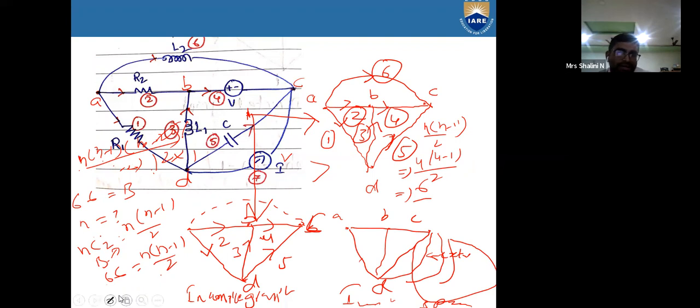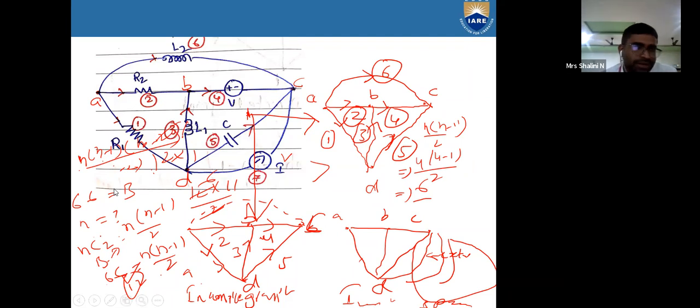In your options, they have given 22, 12, 10. Substitute from the answer values, the A, B, C, D values. If you substitute 12, what happens? 12 into 11 by 2, that is 66. So the answer is 12. Okay, all of you understand? Yes, sir.